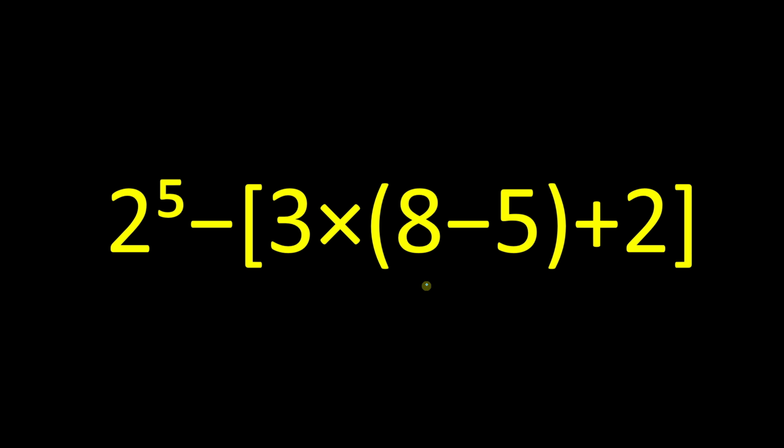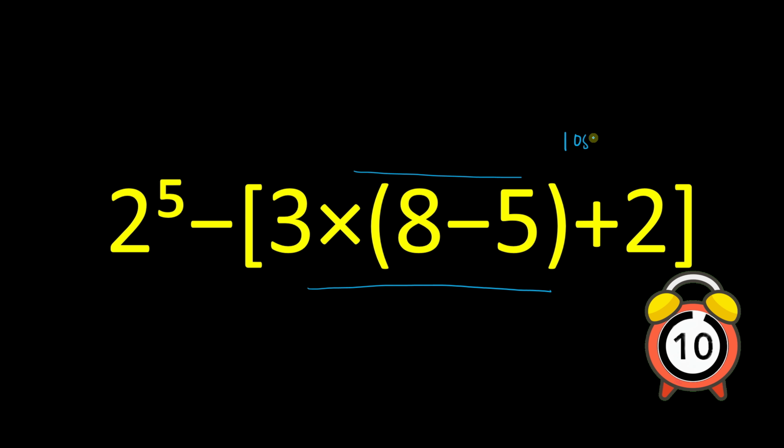Today we have this, you can say, a little bit tricky math problem. Here, the question is 2 to the power 5 minus parentheses 3 times 8 minus 5 plus 2. So try to solve it in 10 seconds. Your time starts now.